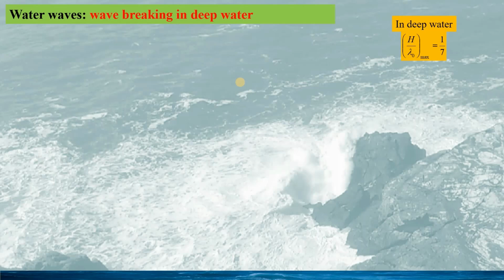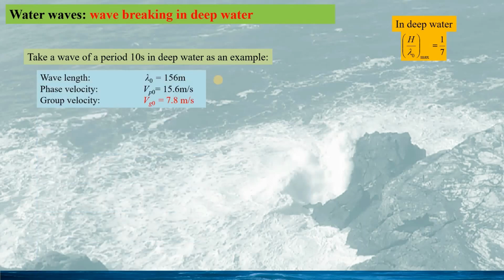In the next 3 slides, we will examine the physics of wave breaking, and we will see what the physical process or physical condition is when wave breaking happens. Take a wave of a period of 10 seconds as an example. In deep water, the wavelength, phase, and group velocities would be 156 meters, 15.6 meters per second, and 7.8 meters per second, respectively.